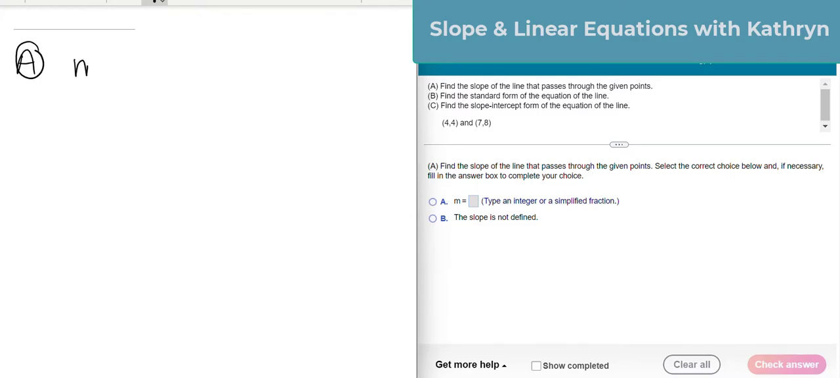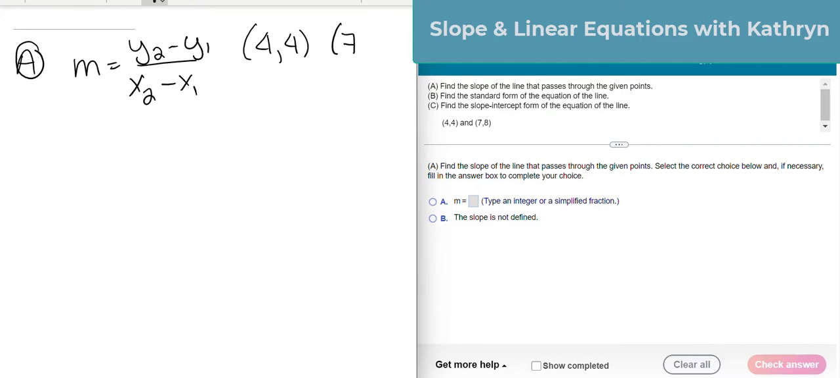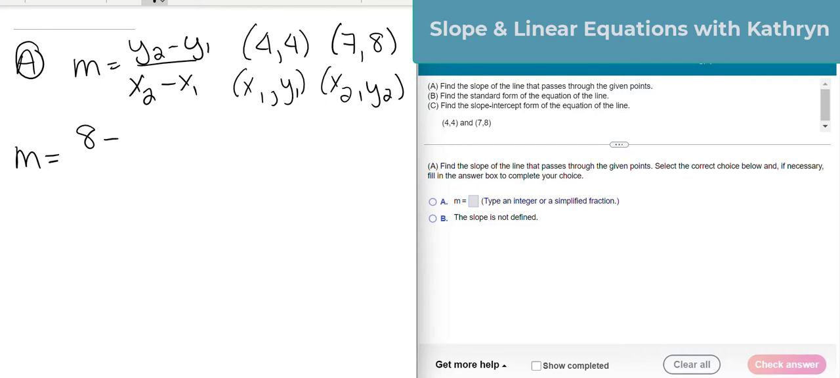Well, the formula for slope is m equals y sub 2 minus y sub 1 over x sub 2 minus x sub 1. They give us our two ordered pairs, 4, 4, and 7, 8. I like to label them right away, so I'm going to call this x sub 1, y sub 1, and x sub 2, y sub 2. All right, so when we do the formula, it's super easy. We just look to find our numbers. So y sub 2 is 8, minus is part of the formula, y sub 1 is 4, all over, x sub 2 is 7, minus is part of the formula, and then x sub 1 is 4.